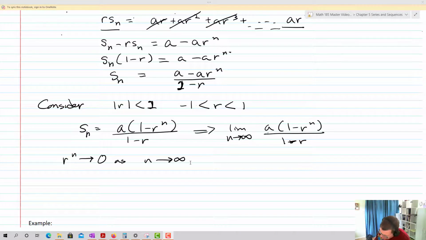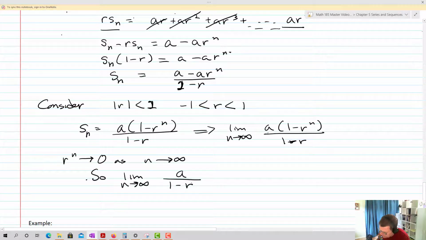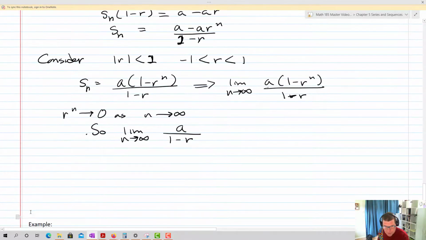But what we're left with is everything else. Everything else is just simply constant. So that limit as n goes to infinity is going to just end up equaling a over 1 minus r. Okay? And that's what happens if the absolute value of r is less than 1.